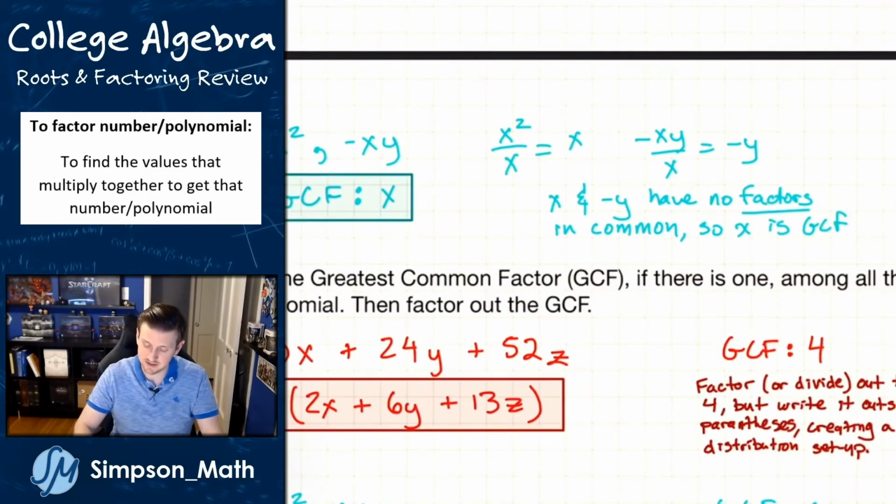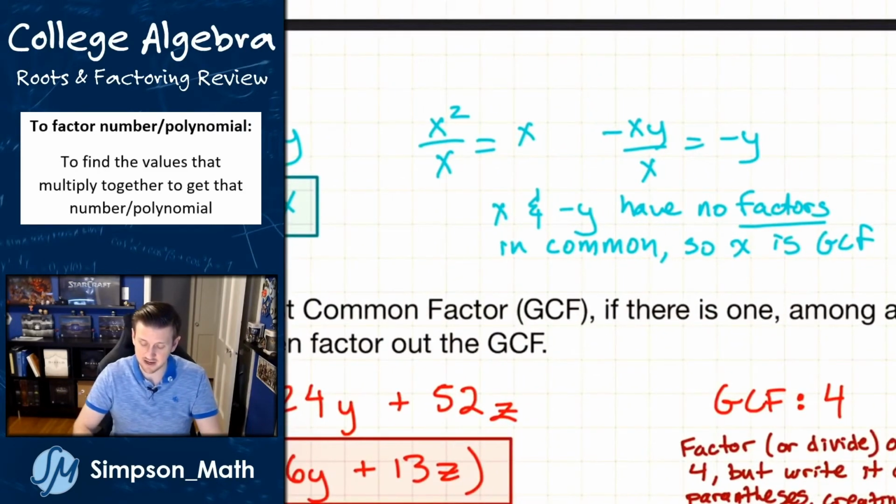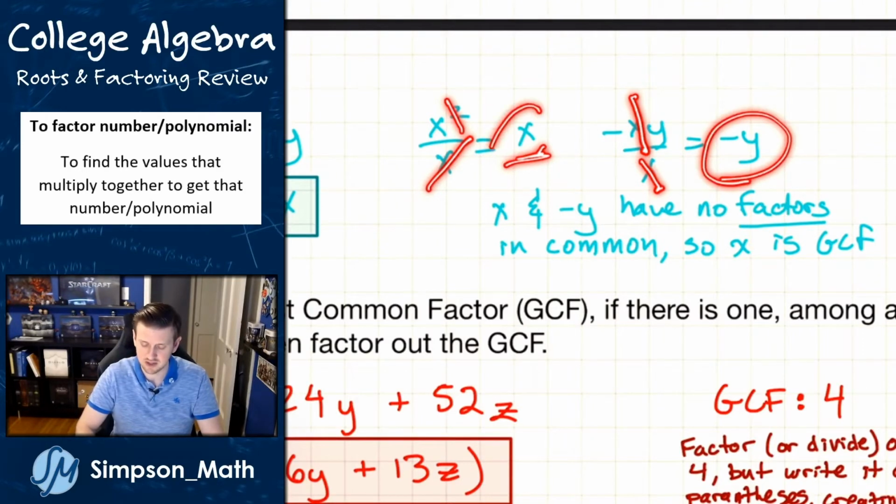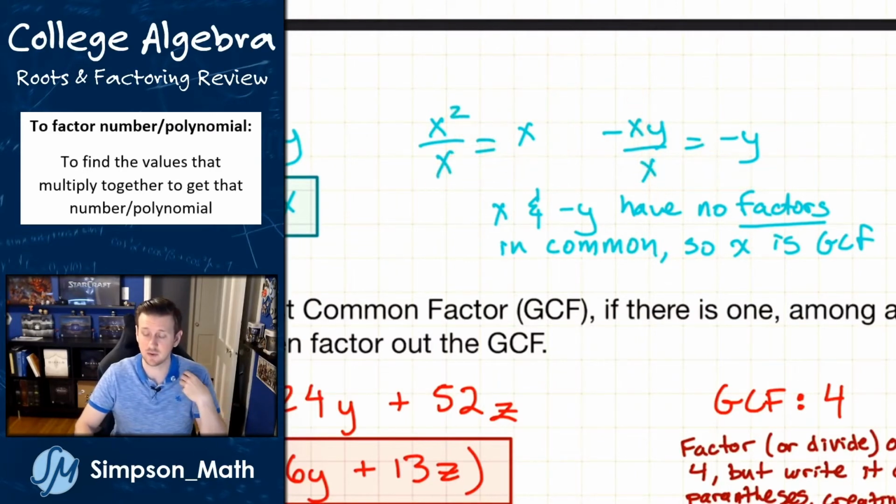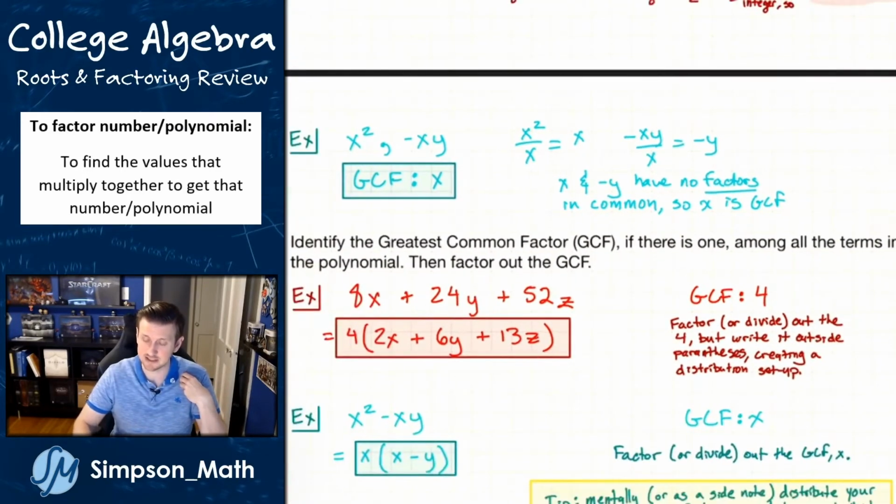So using that same division idea, I could divide an x out of x squared evenly, and then I could divide an x out of negative xy evenly. And if you look at what's left over, do x and negative y have anything in common? No, they don't have anything in common. So that's how we can be confident that that is our GCF.